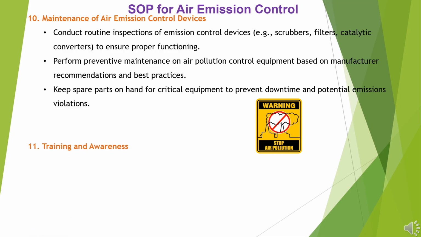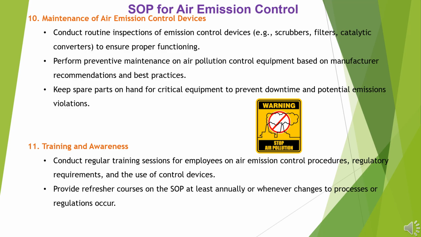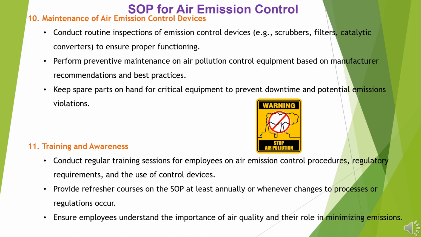11. Training and awareness. Conduct regular training sessions for employees on air emission control procedures, regulatory requirements, and the use of control devices. Provide refresher courses on the SOP at least annually or whenever changes to processes or regulations occur. Ensure employees understand the importance of air quality and their role in minimizing emissions.